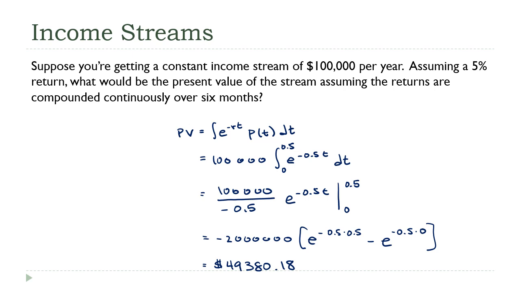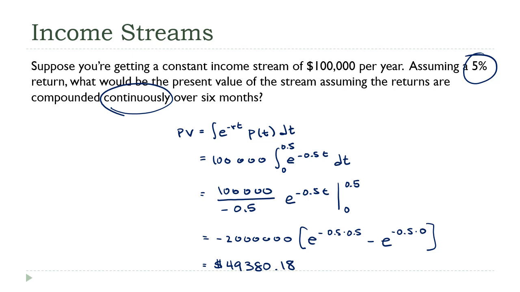$49,380.18. Right? So that is the total amount that we would have to put in an account today, earning this much compounded continuously, to have at the end of a half a year that same $50,000 that we calculated on the previous slide.